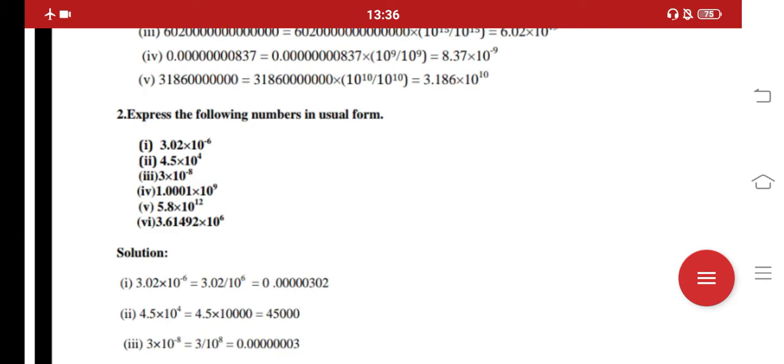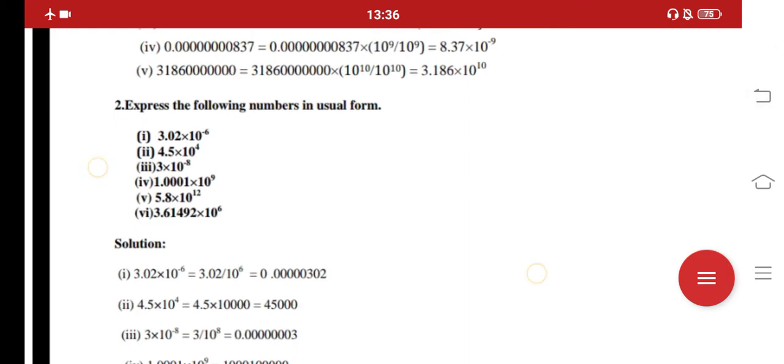Now see here, how many zeros are written in 10 to the power 6? Just reduce one zero and write it after the decimal. Here you can count, there are a total of 5 zeros. It means 1 zero we have reduced, and the remaining left is 302. So like this you can solve this type of options.